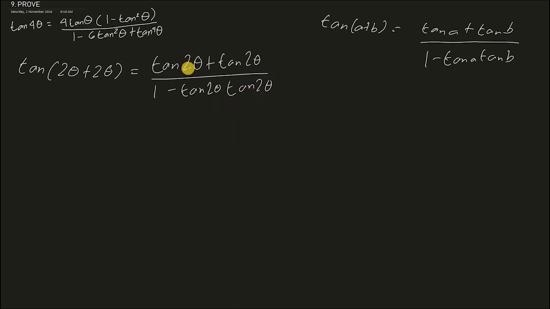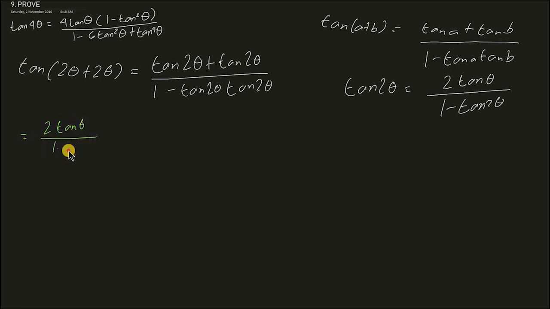Palitan natin yung values ng tangent double theta because identity yan, di ba? We know that the tangent double theta, guys, sa ating identity, that's equal to 2 tangent theta over 1 minus tangent squared theta. So, ipapalit ko yan sa mga values dyan. So, doing that, I would have 2 tangent theta over 1 minus tangent squared theta. So, I would fast forward it kasi matagal to.